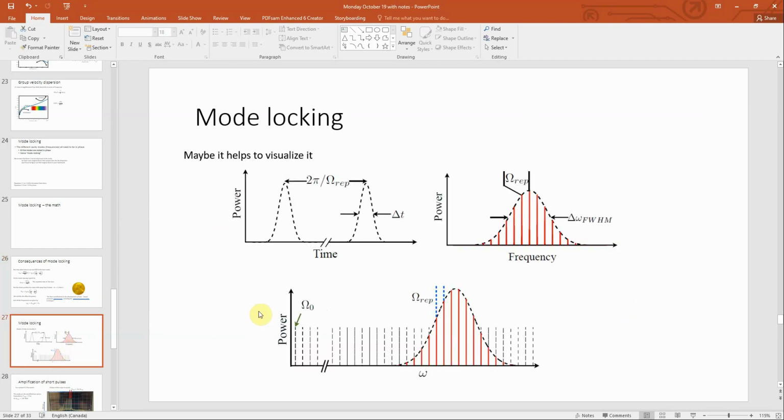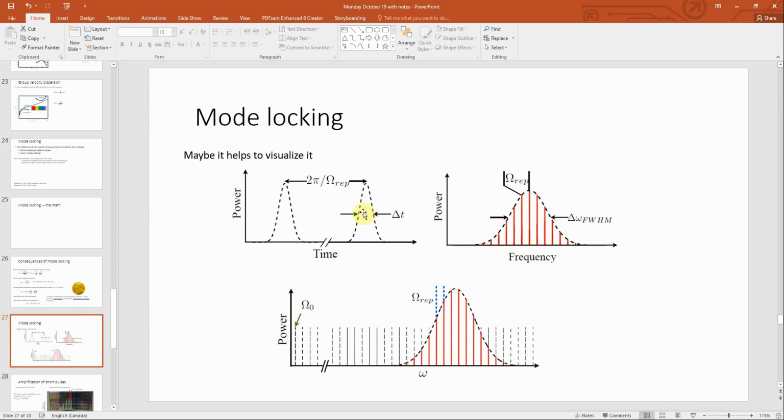And the reason why it's called the optical frequency comb is because you can see from this visualization here, we have these pulses that happen in time. So this is the intensity. So we have this envelope function here. These things are spaced by the repetition rate, or in actual time, this is 2 pi divided by the repetition rate. And so then you have some pulse width of delta t.